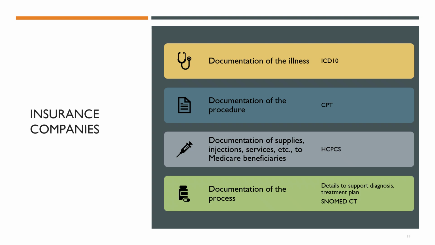We have documentation of the procedure. So, we have CPT codes, which are used to describe exactly what procedure or service was provided. Was it a blood test, an MRI, or a surgical intervention? Each has its own code for billing. We also have documentation of supplies, injections, and services. So the HCPCS codes are especially important for Medicare beneficiaries. They track everything from syringes to physical therapy sessions. Then we have the documentation of the processes.